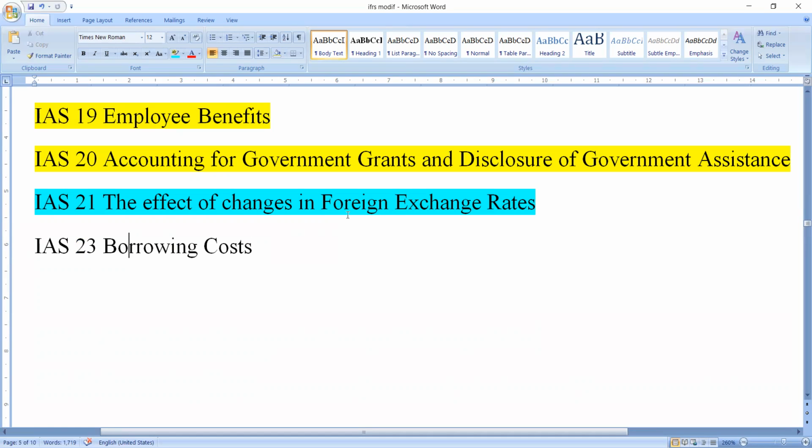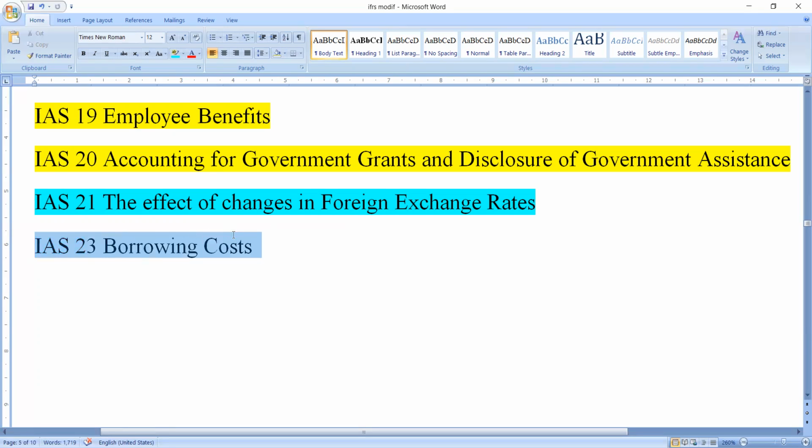Why? Because at a given time, we have to pay some number of rupees for one dollar. So the next day it varies, meaning the foreign exchange rates vary from day to day. So each and every piece of information related to foreign exchange rates is given in International Accounting Standard 21.